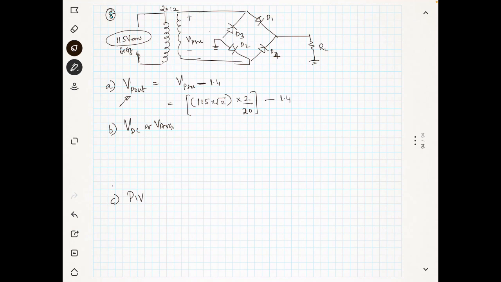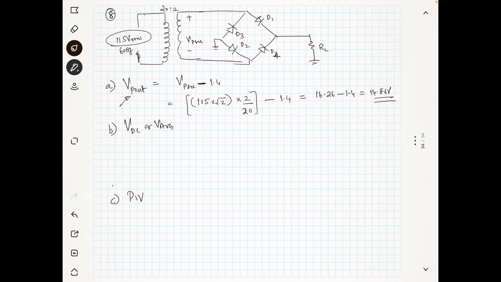Okay, so it will be equal to 16.26, sorry, not 162.1, it is equal to 16.26 minus 1.4, which is equal to 14.86 volt. Okay, 14.86 volt.